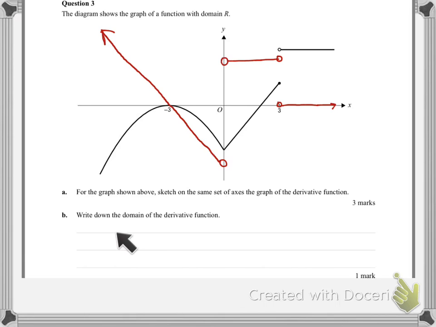So now write down the domain of the derivative function. Well, it's all real numbers because it goes to negative infinity, goes to positive infinity, all real numbers except for at 0 and except for at 3. Next question. Now there's no question 4 to be concerned about because that has been omitted from the 2016 study design. So there's no related rates of change problems for maths methods for 2016 and onwards.